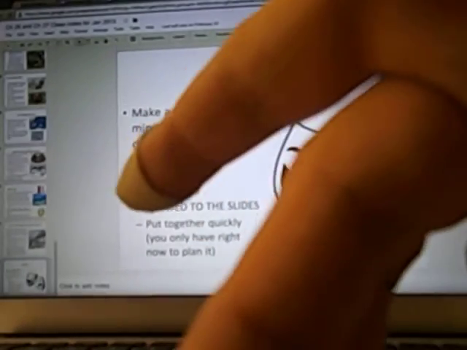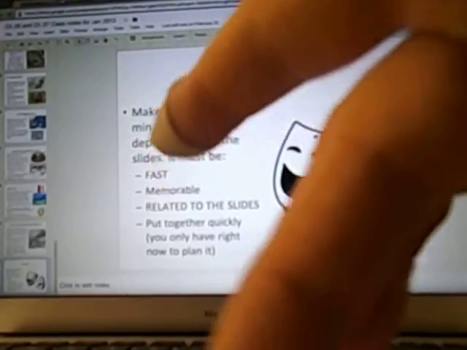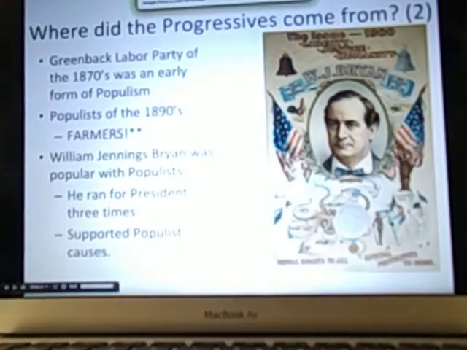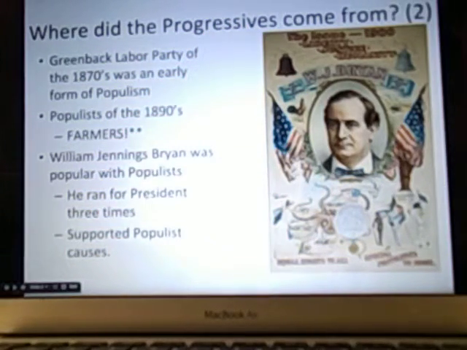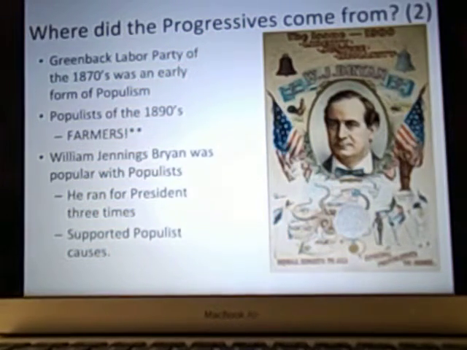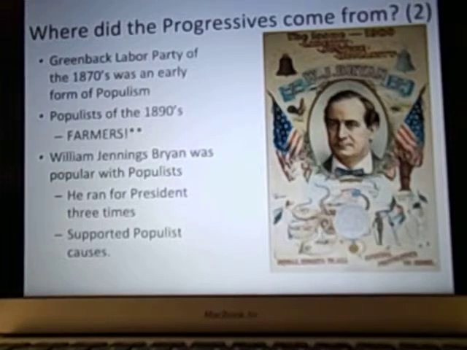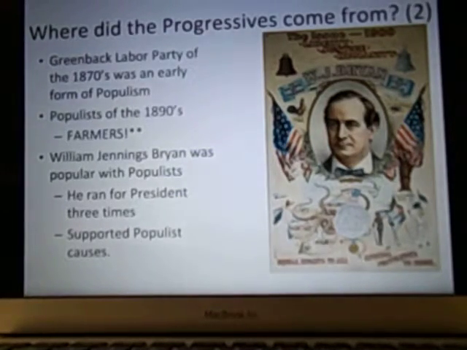Okay, skip all that. And then let's go to chapter 28. So 28 is about the progressives. The progressives are born out of the Greenback Labor Party, and especially the populists. The populists were the farmers who were so unhappy with everything in the late 19th century. The progressives were born from them.